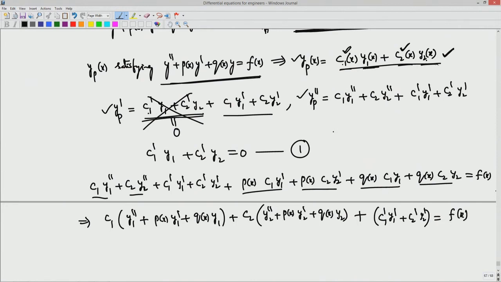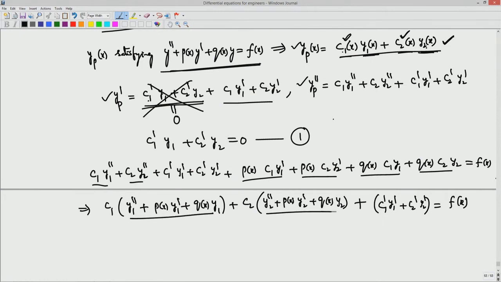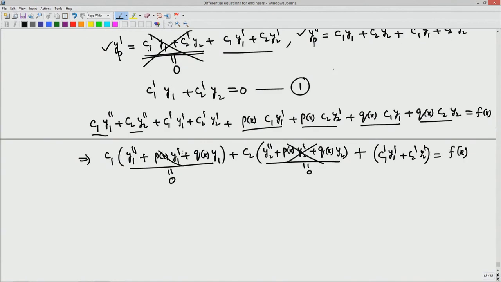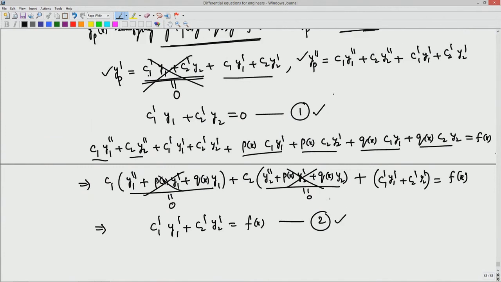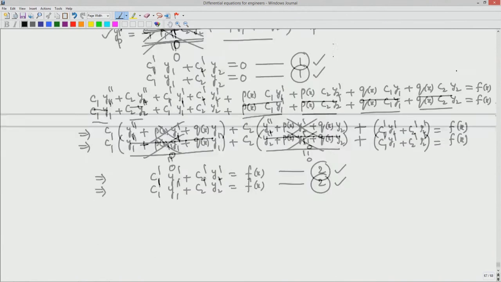And I already know what is my y1 and y2. y1 and y2 are satisfying the homogeneous equation, so these are 0. So you can remove this. What I am left with after substitution is C1 dash y1 dash plus C2 dash y2 dash equal to fx. So this is your equation number 2. If you solve 1 and 2, I can find my C1 C2 satisfying these two. If I can find C1 C2, then you substitute those C1 and C2 here, that will be the particular solution, as simple as that.